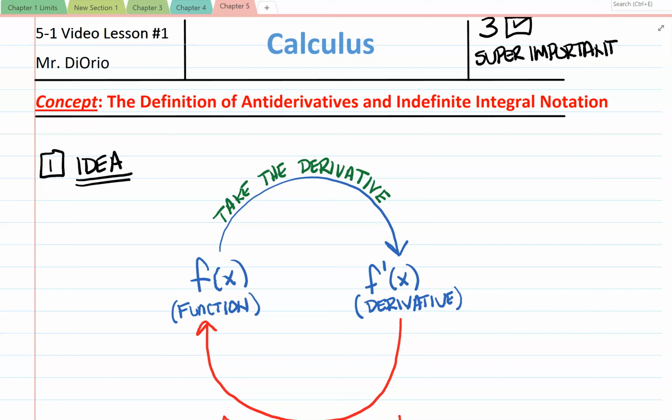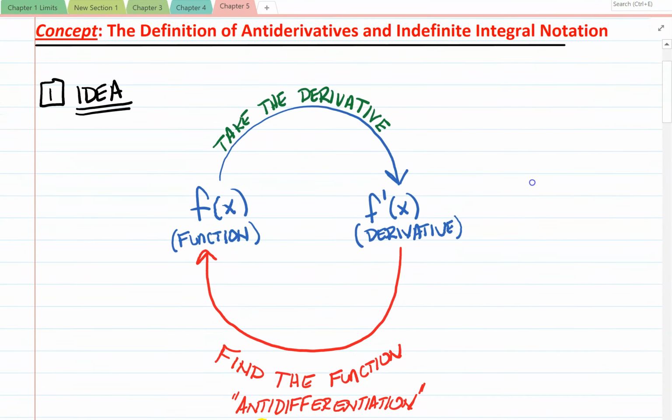Okay, welcome to 5.1, video lesson number 1 for calculus. This is Mr. Diorio. We've got 3 boxes to do for you, and they are super important because they are the beginning of your understanding of something called antiderivatives and the integral symbol. Okay, so box number 1, let's just dive into this.